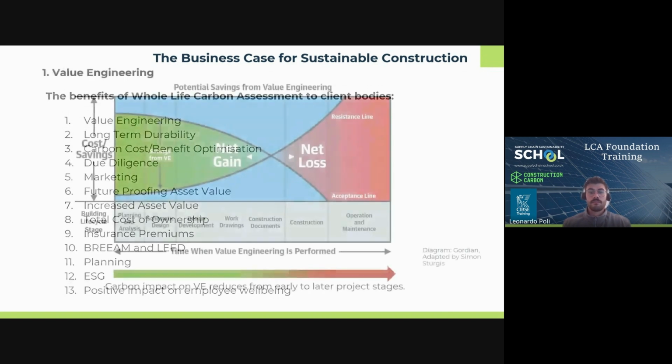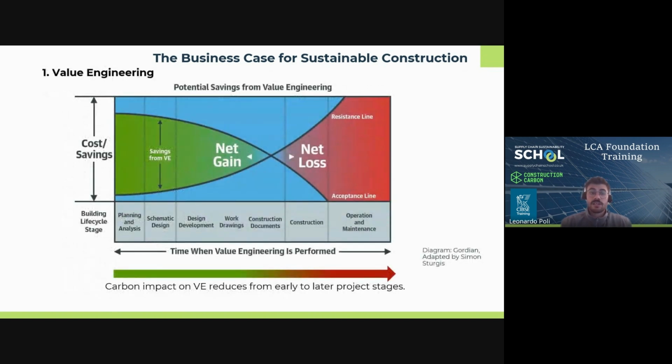Starting with value engineering. A whole life carbon assessment, or WLCA, is an activity very much aligned with value engineering, as resource efficiency is fundamental to low carbon design and construction. Whole life carbon assessment helps ensure that all material and product use is optimized. Resource efficiency in turn supports financial efficiency.